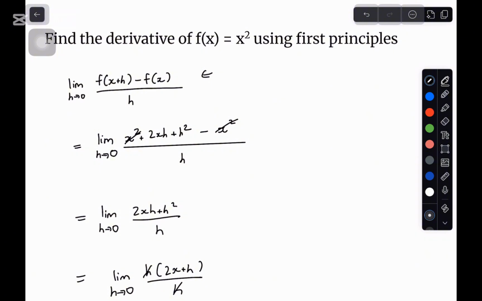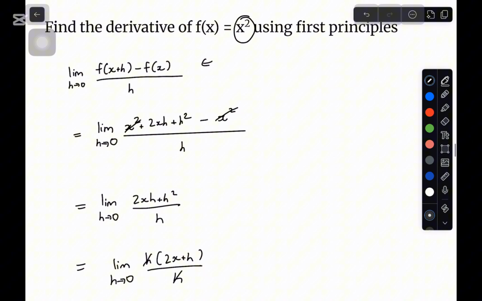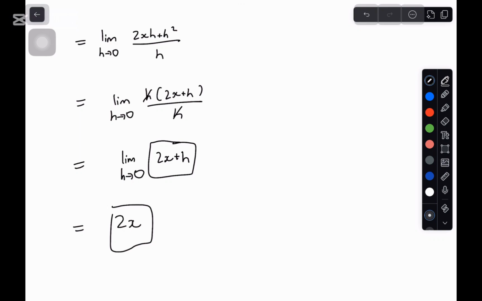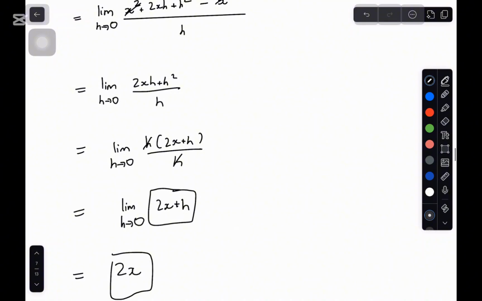We plug in x plus h into x squared, so x plus h the whole squared, we get x squared plus 2xh plus h squared, minus f of x, we plug x into the function, we get x squared, and finally we divide everything by h. So after that we get x squared plus 2xh plus h squared minus x squared, divided by h. After a whole lot of simplification, we get the final simplified expression, 2x plus h, and when we plug 0 into h, we get 2x. So the final answer is 2x.